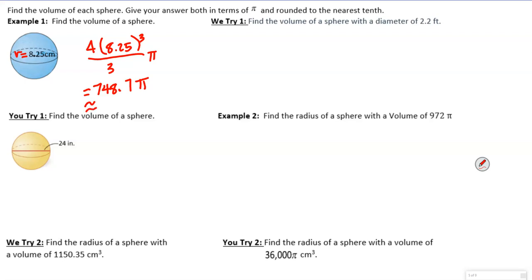And that's your exact answer, and then your approximate answer is going to be when you multiply by pi. Now look, you rounded that first answer. You're not going to round it and multiply it by pi. You're just going to take what's in your calculator and multiply it by pi. And when we do, we get 2352.1, and both of these are centimeters cubed.